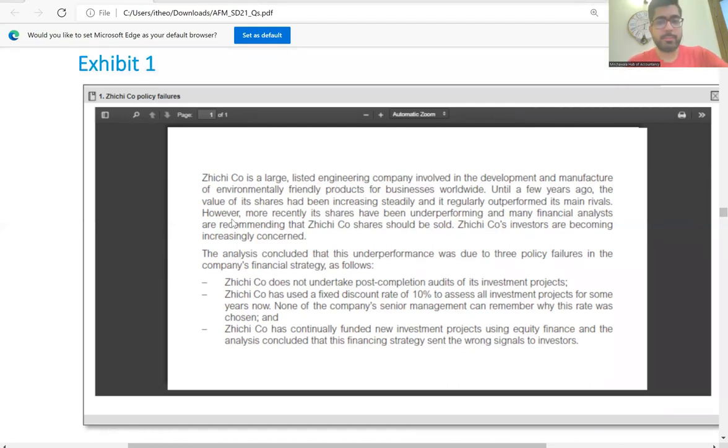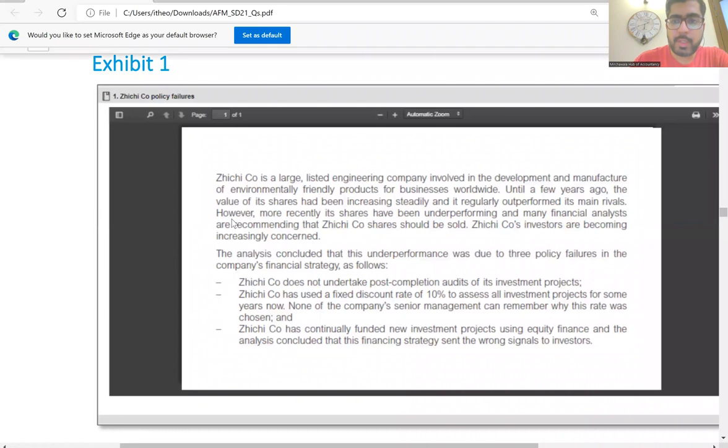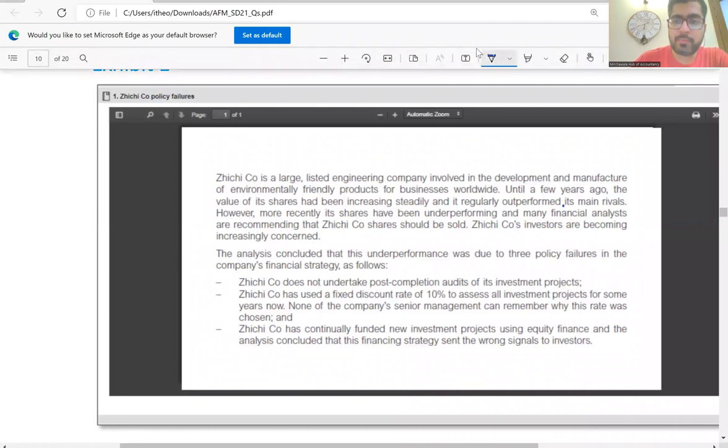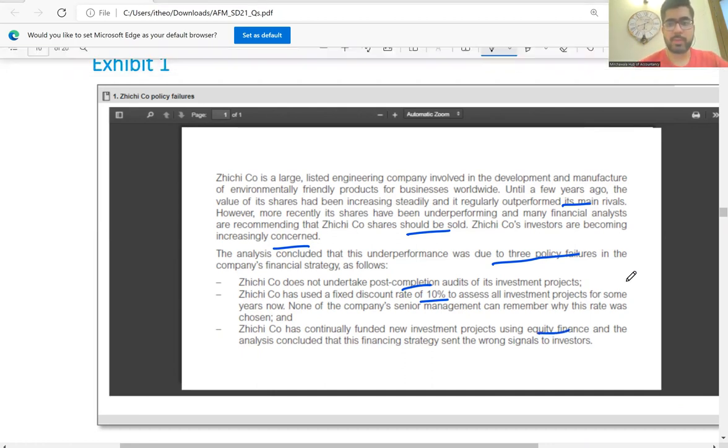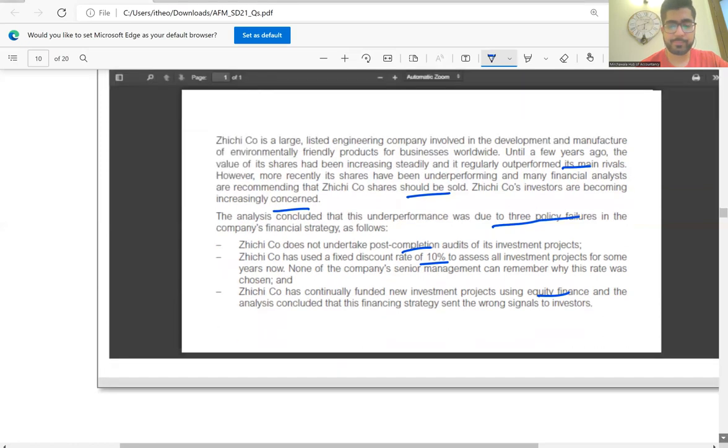Okay, so ZHICHI company is a large listed engineering company involved in the development and manufacture of environmental friendly products. Until a few years ago, the value of shares was rising, remember? And it regularly outperformed its main rivals, but the shares were underperforming. Many financial analysts said shares should be sold. Investors are becoming concerned, and this is due to three policy failures. Remember, no post-completion audit, using a fixed discount rate of 10%, and always using equity finance.